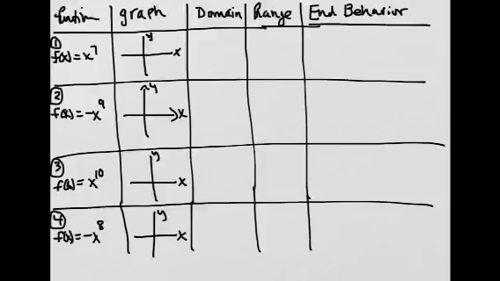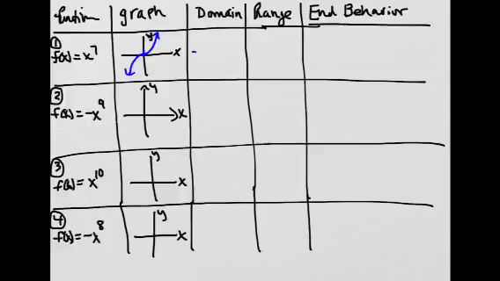Okay, so for numbers 1 through 4, you have to sketch the graph, state the domain and range, and the end behavior of each function. So x to the 7th, when you plug it into Desmos, or just if you figured out the pattern, you don't even have to do that. You know that it's going to look something like this.